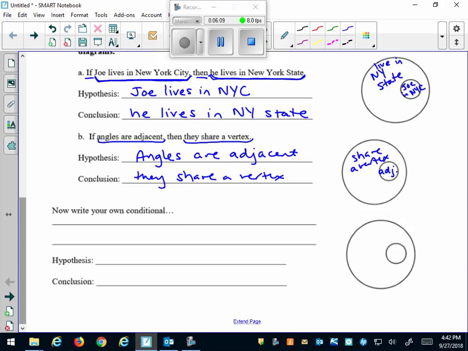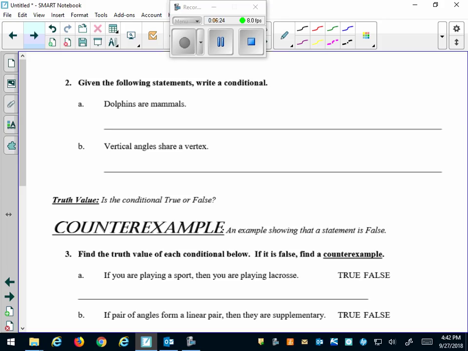Okay, so you can practice writing your own conditional. You can come up with anything you want there. If it rains on Saturday, then I will go to the movies. Whatever. Come up with your own, and you can write your hypothesis and conclusion.